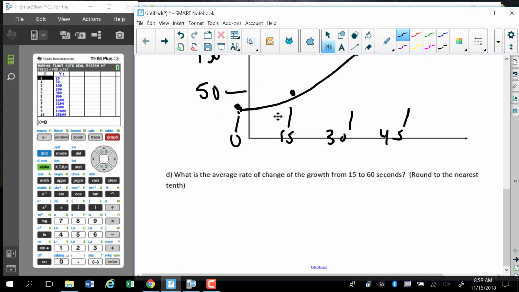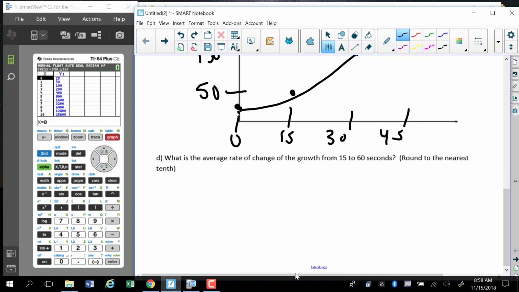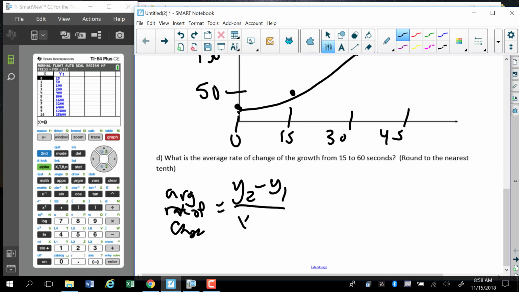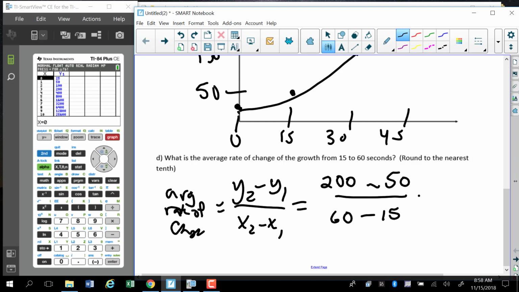The other thing to remember is how do we get the rate of change? And a quick reminder with the rate of change. If we want to get the average rate of change, it's going to be our y2 minus y1 over x2 minus x1, or the change in y over change in x. But if we want to go from 15 to 60 seconds, so at 60 seconds we were at 200, and at 15 seconds we were at 50, and we went from 60 to 15, and this is where the calculator comes in handy.